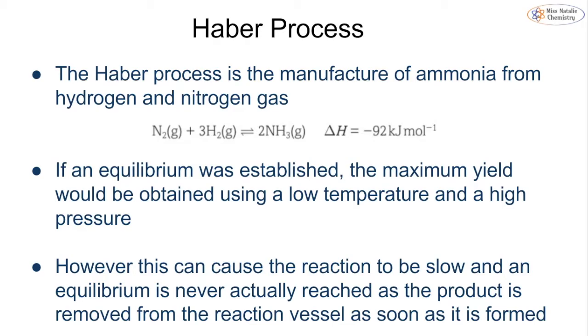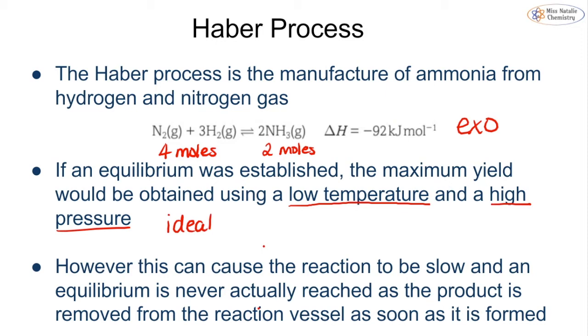So if we look at the Haber process, this is an industrial reaction that is used very, very commonly, and it is the manufacture of ammonia from hydrogen and nitrogen gas. And you can see the equation here. So the first thing that we should notice is that it is an exothermic reaction in the forward direction. On the left-hand side, I have 4 moles of gas, and on the right-hand side, I have 2 moles of gas. So we can make a prediction right away about the ideal conditions, and those ideal conditions would be a low temperature and a high pressure. So our ideal conditions would be the ones that we would use to get a maximum yield.